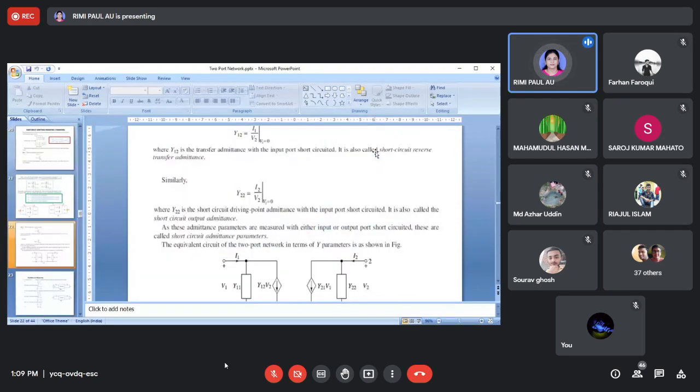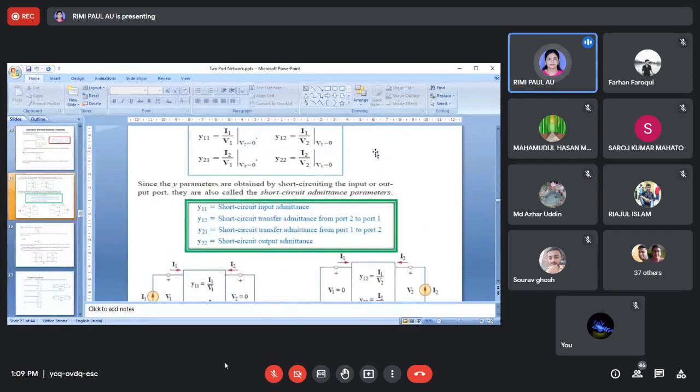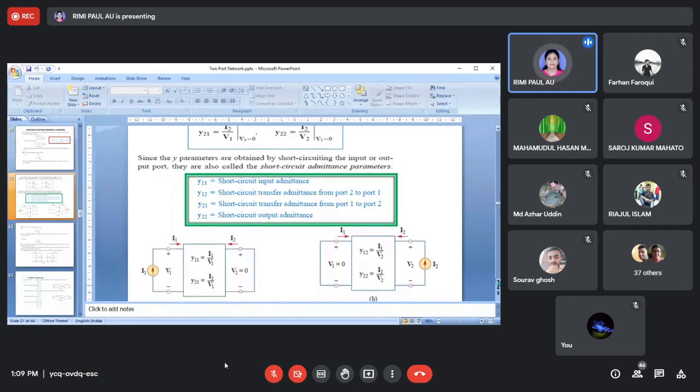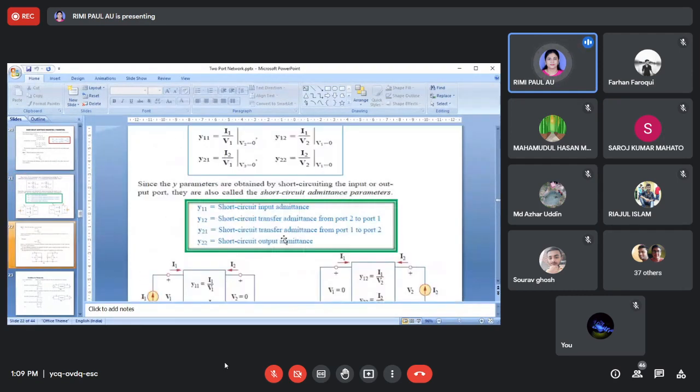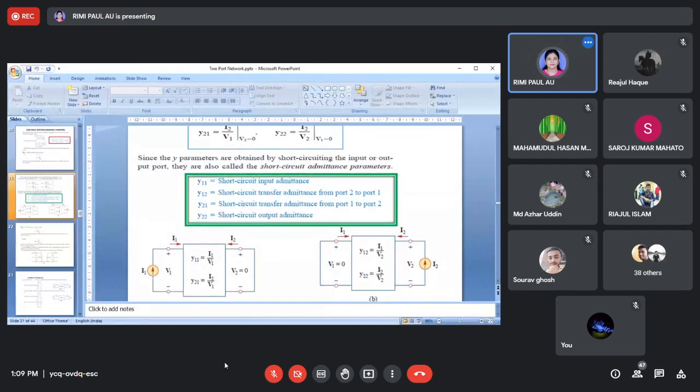Next, Y. In Y port network, what you have to do? You have to do the short circuiting. How to do short circuiting? That I already mentioned in this video. So we won't give current supply. We'll give a voltage supply. We'll find out what is the current present here. So current and voltage is known.